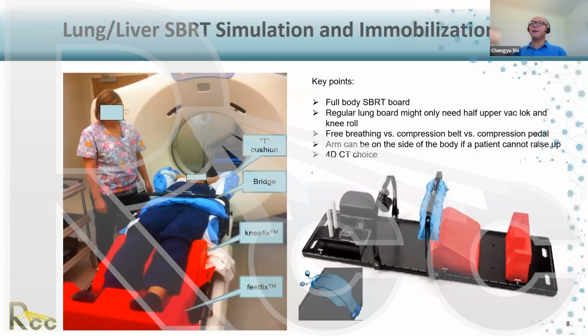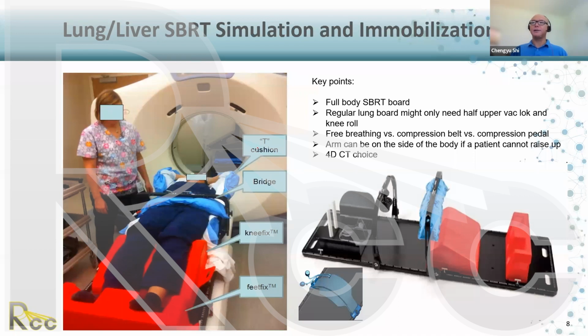And the next one is lung SBRT simulation. In certain cases we asked before about free breathing, DIBH, or even compression. This is the cervical whole body SBRT board. The board has a head side and a compression pedal or belt; there's a belt you can pump. There is also a knee cushion to freeze the patient's lateral shift, and the knee roll and feet supports help the patient be comfortable. The T cushion is a kind of hard body so that the patient can lie down without moving.